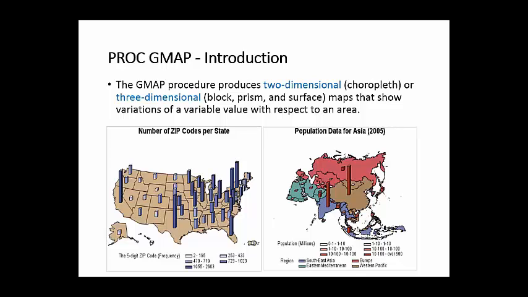From the examples on the left, a map of the number of zip codes per state, we can see that California, Texas, and several states on the East Coast have many more zip codes than Midwestern states and Alaska. According to the example on the right, a map of population data for Asia in 2005, China and India have huge populations compared to other countries in Asia.